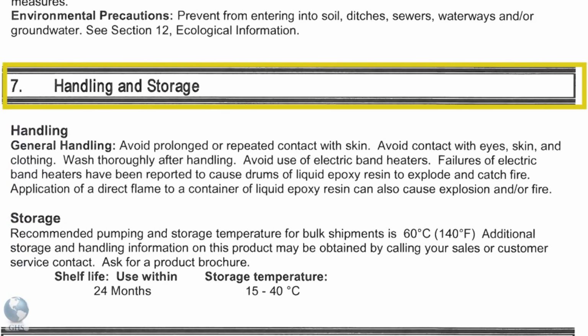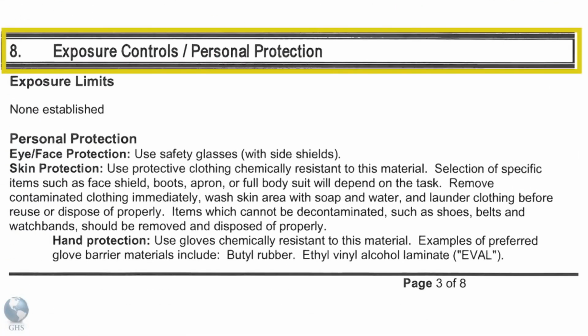Section 7, handling and storage lists precautions for safe handling and storage, including incompatibilities. Section 8, exposure controls and personal protection lists OSHA's permissible exposure limits or PELs, threshold limit values or TLVs, appropriate engineering controls, and proper personal protective equipment.